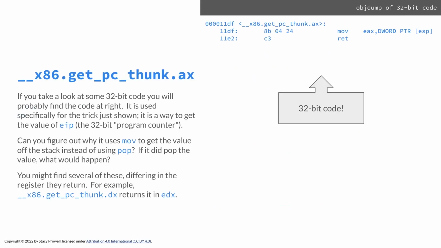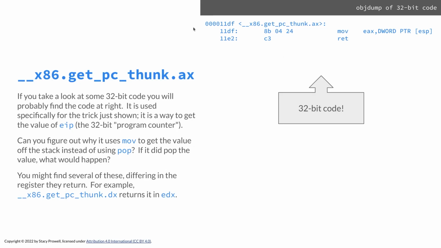You may be thinking that's crazy, but if you look in especially old 32-bit code, you'll see these getPC thunks. And typically you'll see several of them. Like this one is here. What is it doing? What is this guy doing? Why is it using move to get the value off the stack?